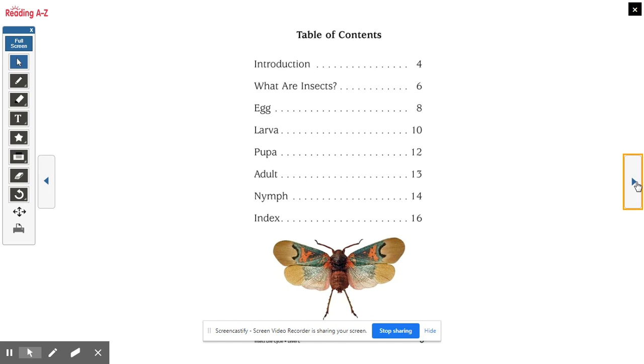Table of contents. Introduction, page 4. What are insects? Page 6. Egg, page 8. Larva, page 10. Pupa, page 12. Adult, page 13. Nymph, page 14. And your index is on page 16.